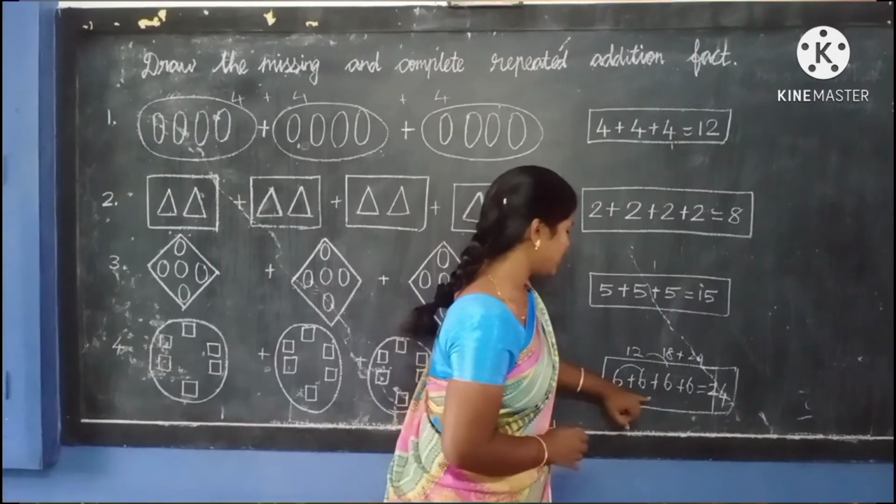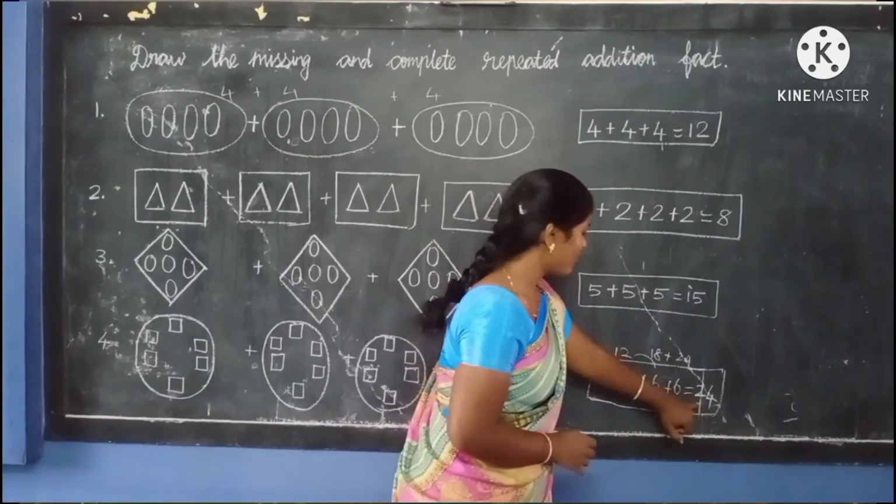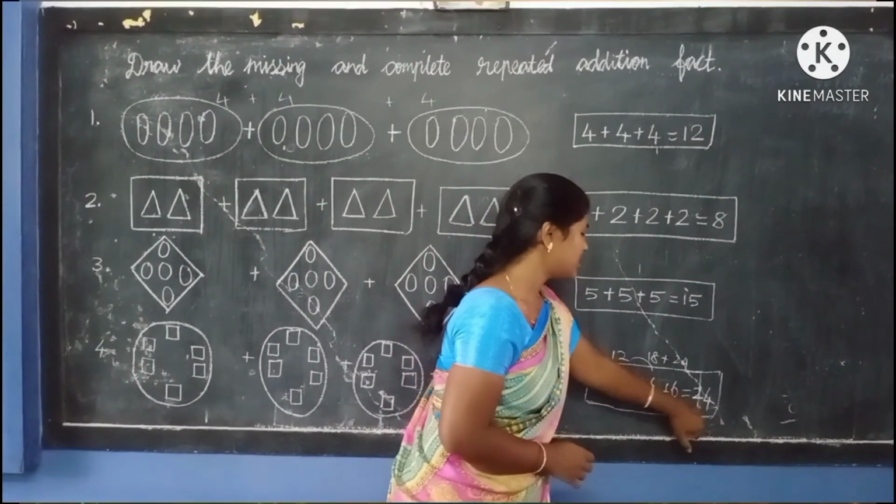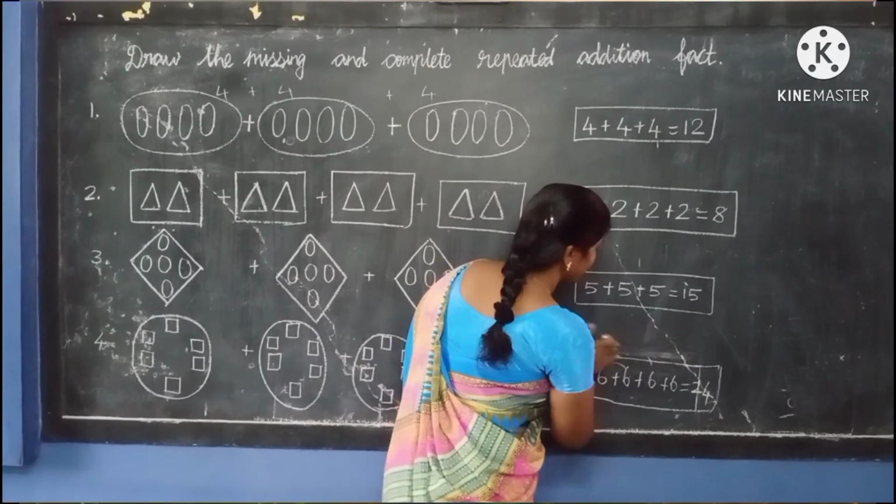How many 6s are given here? Four 6s. So 6 plus 6, 12. 12 plus 6, 18. 18 plus 6, 24. The answer is 24.